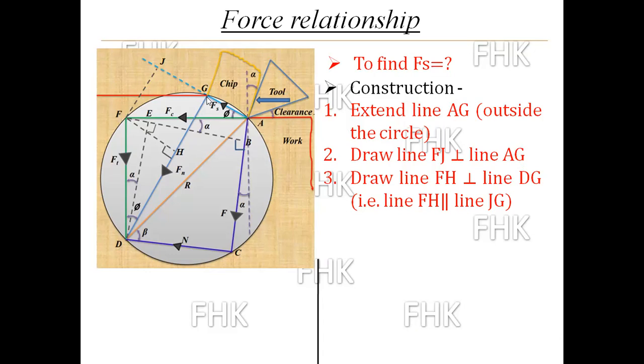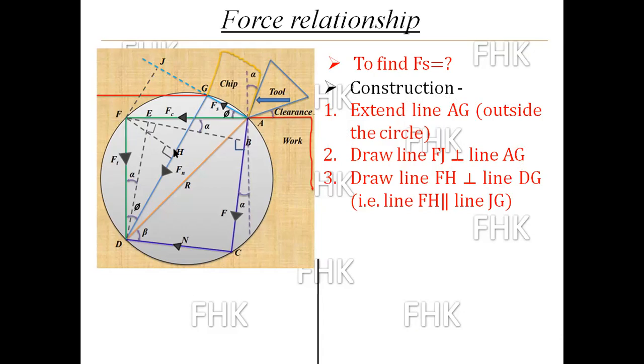First construction, I will extend the line AG outside the circle. Then I will draw the line from point F, perpendicular to the line AG, which will meet at point J. So this will become 90 degrees. Third construction from point F, I will draw a perpendicular line on line GD, meeting at point H. So this will again become 90 degrees. So FH will be parallel to line GJ.